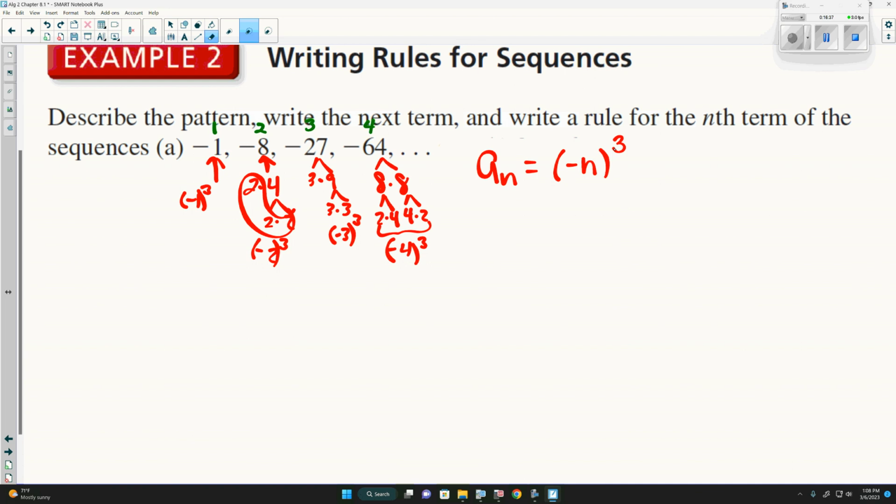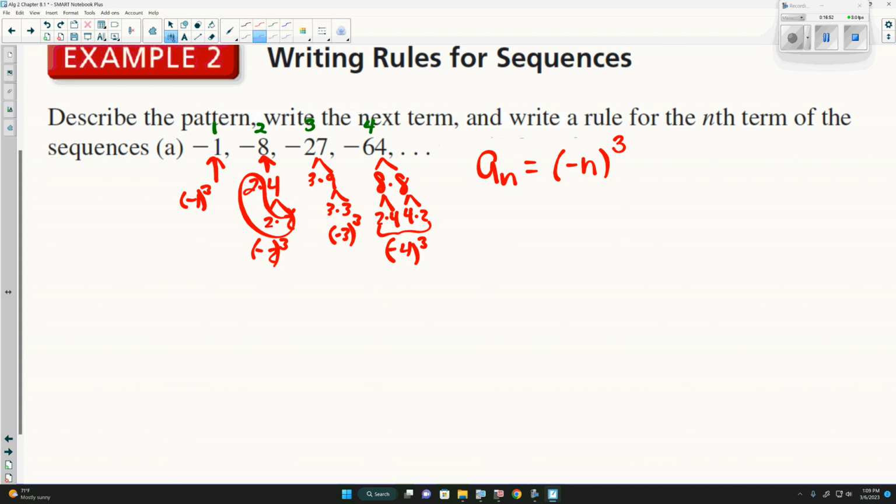Because for this one here, really being able to see it as one, knowing perfect cubes, 1, 8, 27, 64 are all perfect cubes, that is helpful to get there. And seeing the patterns and how they work.